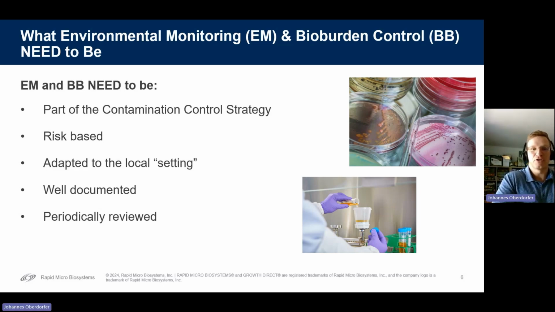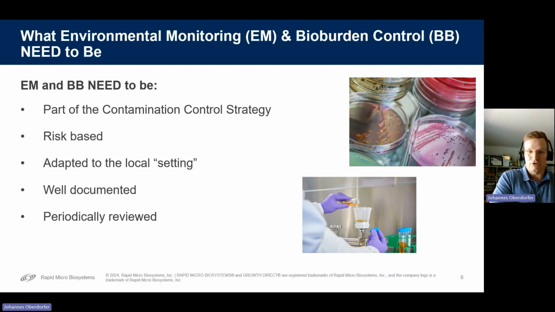EM and bioburden monitoring need to be risk-based. So yeah, we need to assess, where do we have the risks, where do we see potentials. We will dive into this later on. They should and need to be adapted to local settings. So again, not taking a solution from one site and just adapting it and leaning back and saying, yep, fine, checkbox clicked and checked, everything's done. Definitely not. You need to adapt them.